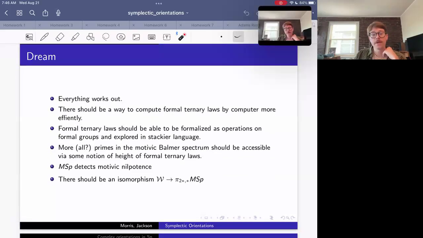And this is that there should be an isomorphism from the Walter ring to the homotopy groups, at least on the 2n line of MSp. This is what we know, given that we have a map out of the Walter ring to anything and out of MSp to anything based on how they are constructed. So this map should agree, and we should get an isomorphism between the universal formal ternary law holder and the universal symplectically oriented spectrum.